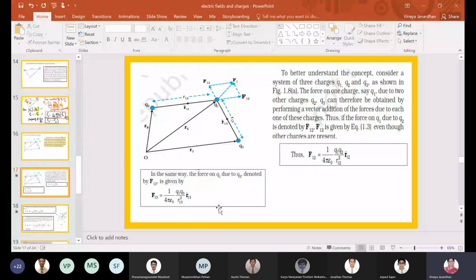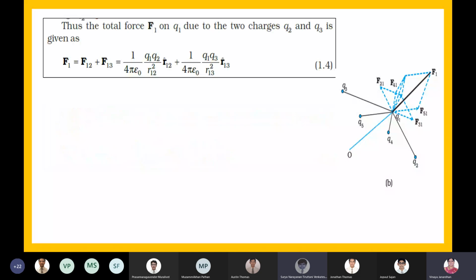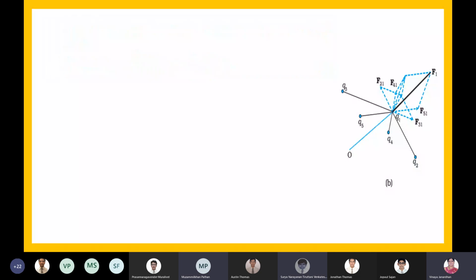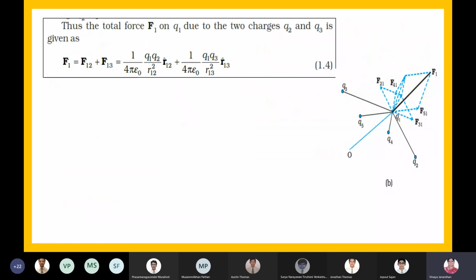So then what will be the net force, boys? F12 plus F13. Yeah, correct. Can you see the diagram? Yes, ma'am. Okay, fine. Ma'am, write this. You need to write this, boys, not the diagram, only this much. The total force F1 acting on Q1 due to both the charges Q2 and Q3, because these are all vectors.